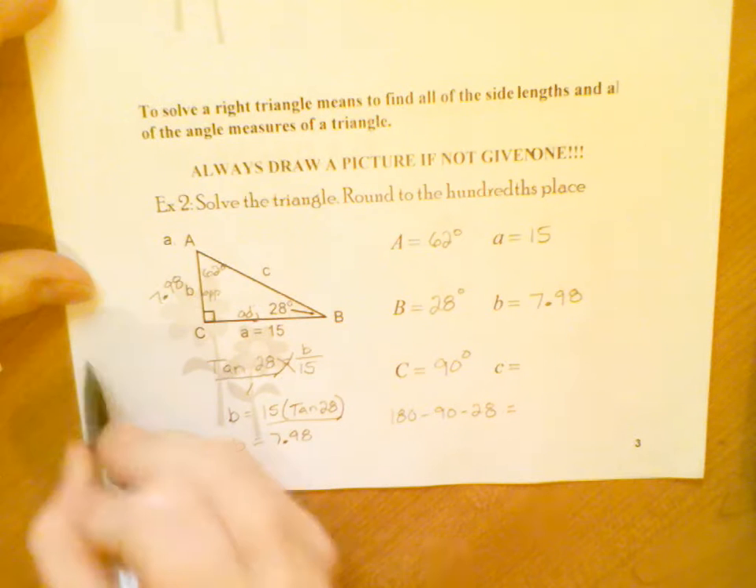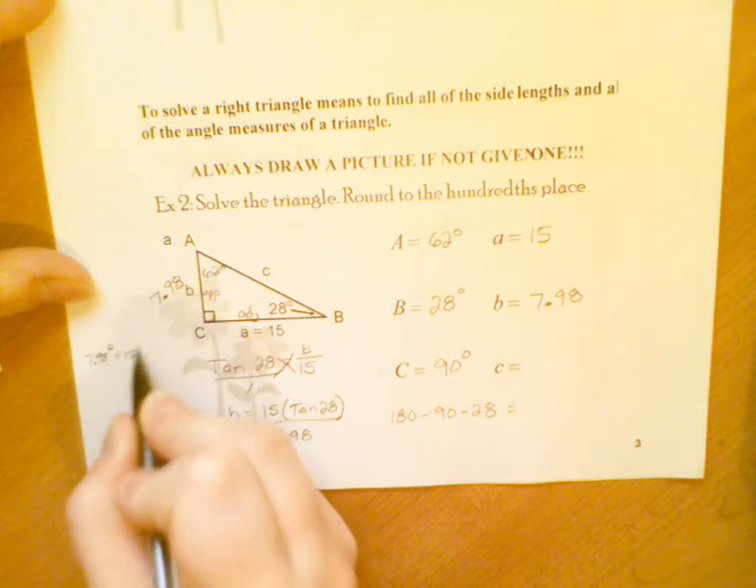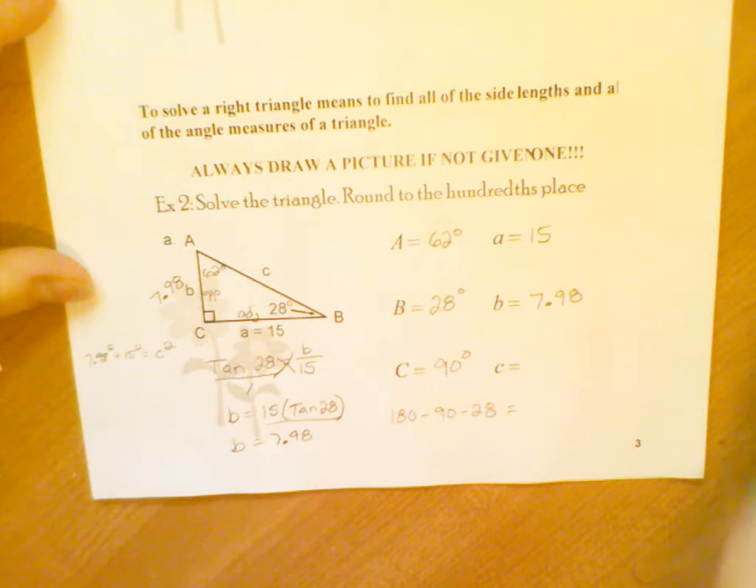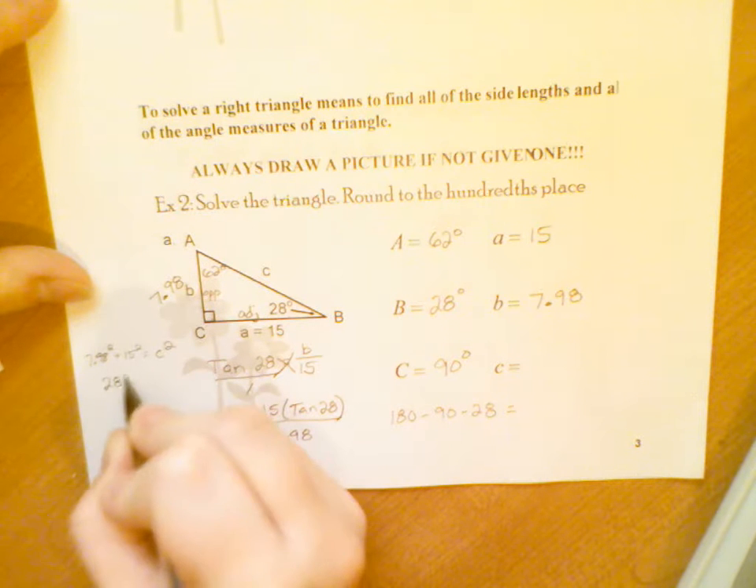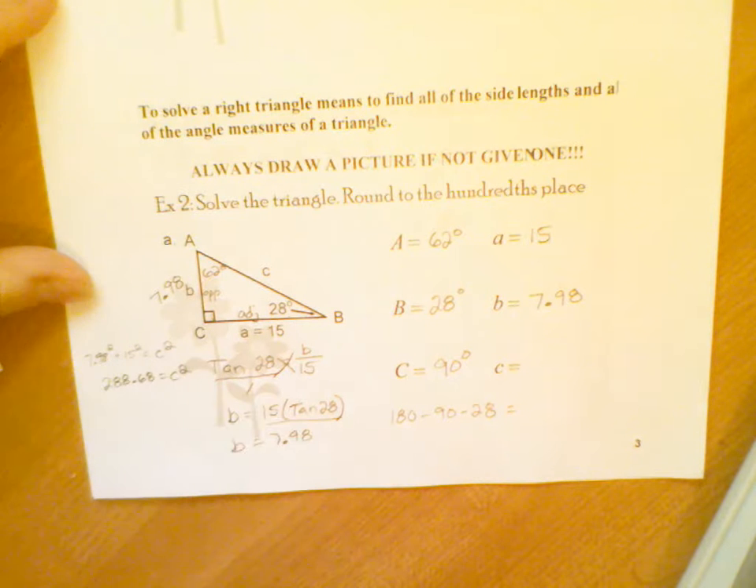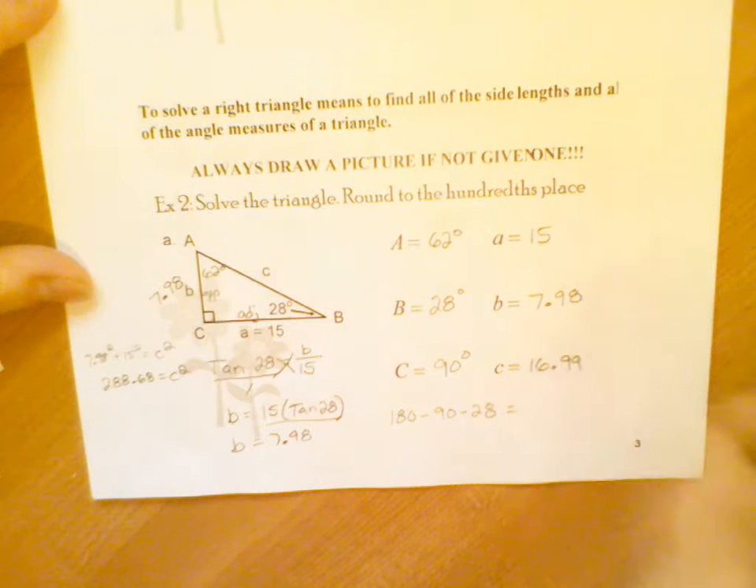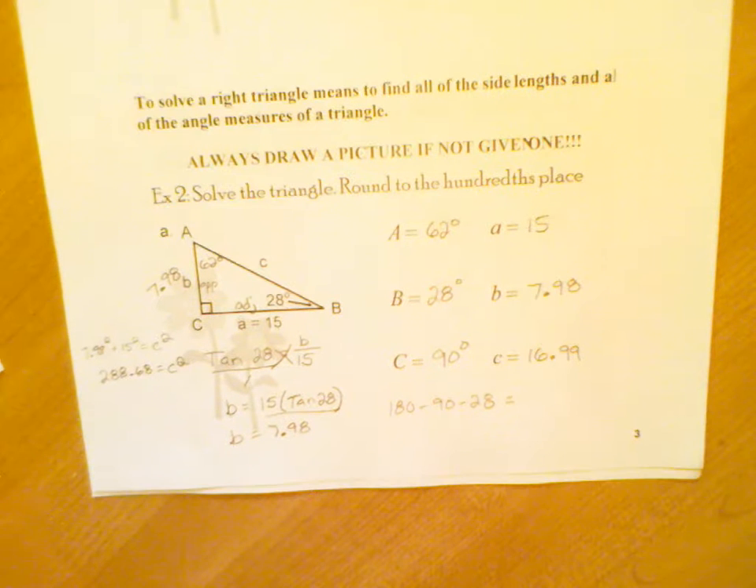So I've got 7.98 squared plus 15 squared equals C squared. So 7.98 squared plus 15 squared is 288.68. And then I'm going to square root that. And I get 16.99. And so I have solved all the parts of my triangle. Okay, let's try another.